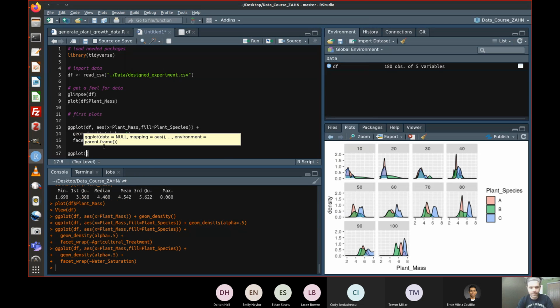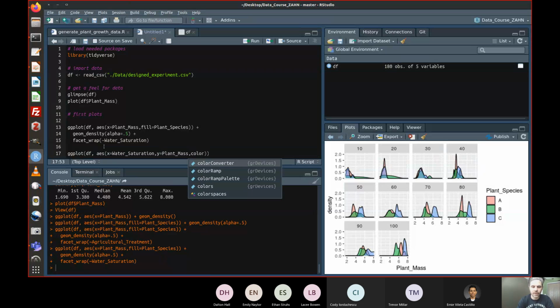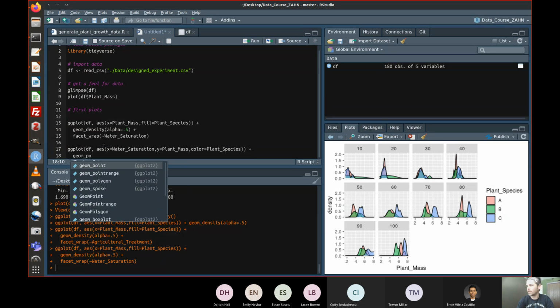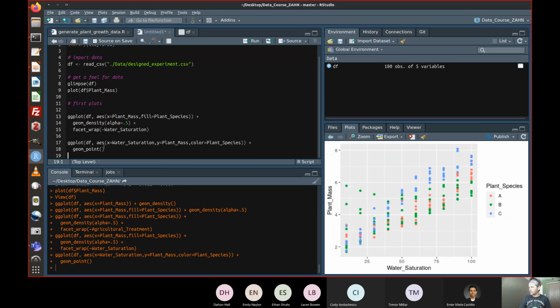ggplot df, aesthetic x equals, and down here I'm going to put water saturation on our x-axis. For our y, I'm going to go ahead and stick our independent variable, plant mass. Let's do color equals plant species, and then do a geom point. Let's take a look at that. Okay.